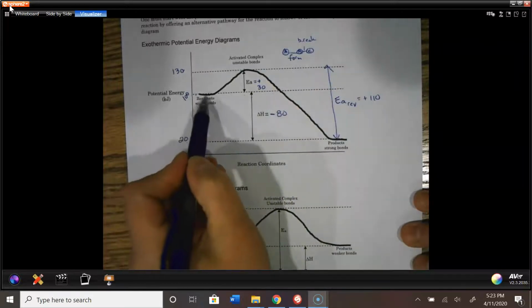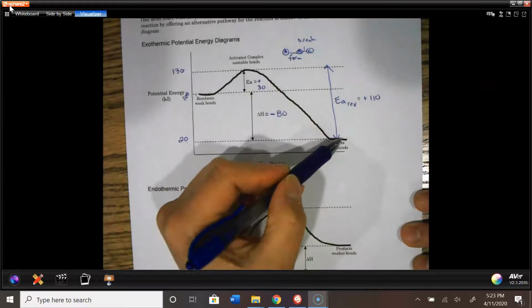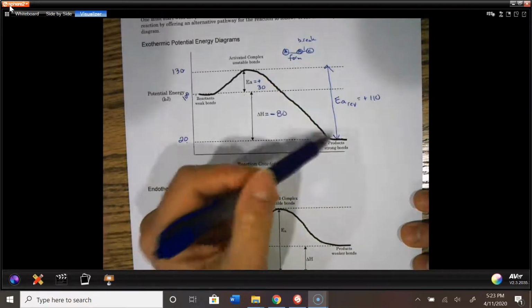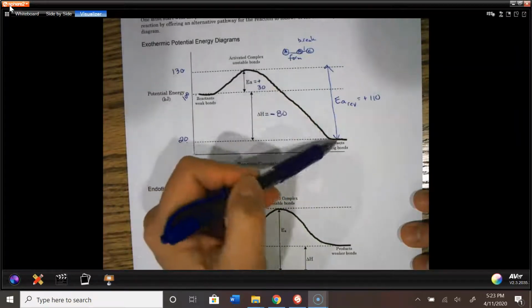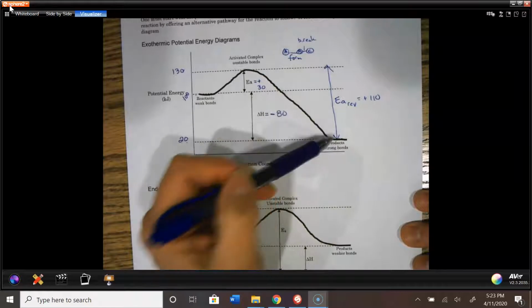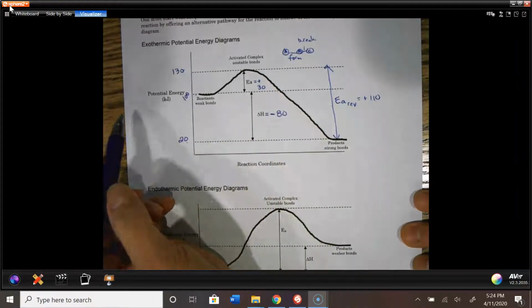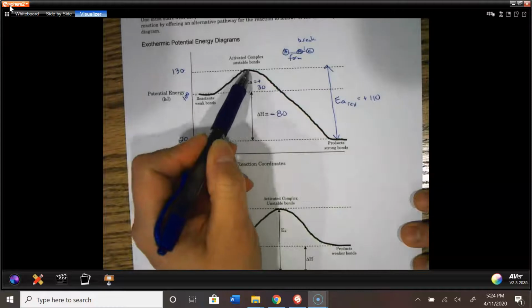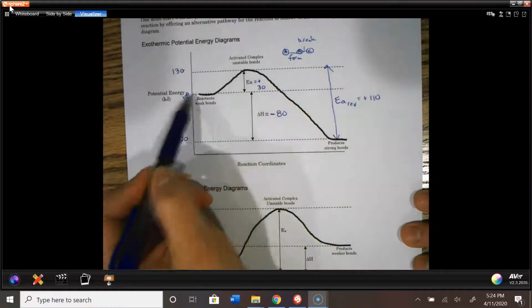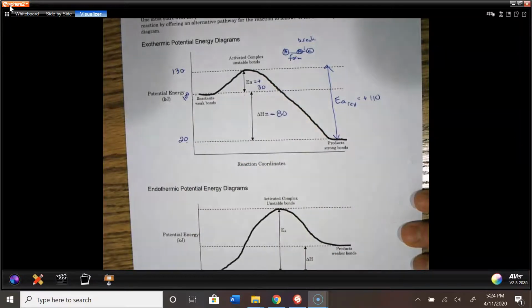So this forward reaction is exothermic, pretty easy in the process. The reverse reaction, much harder. Have to put in a lot more energy to get over that hump. But once I get up over that hump, then I can slide down and make my reactants.